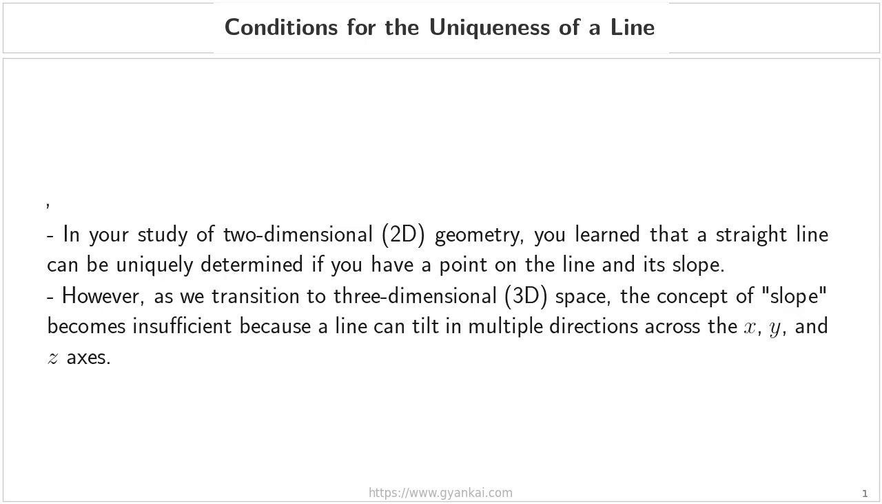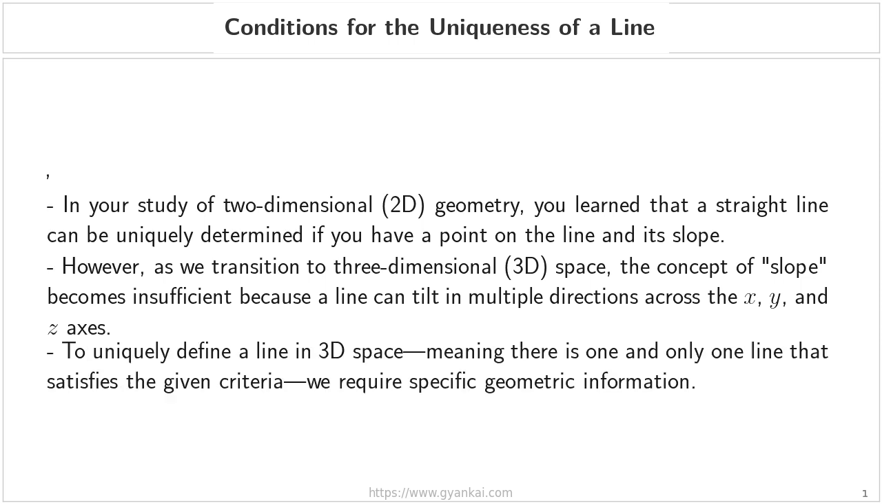However, as we move our focus from a flat plane into three-dimensional space, things get a bit more complex. In 3D, the simple concept of slope is no longer enough to pin a line down. This is because, in a 3D environment, a line can tilt or lean in many different directions across the X, Y, and Z axes. A single number just can't capture all that movement. So the big question is, how do we uniquely define a line in 3D space?